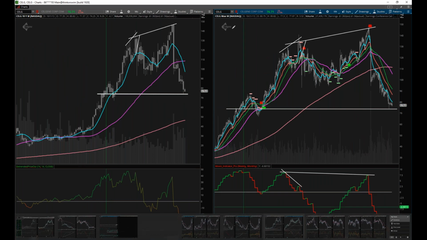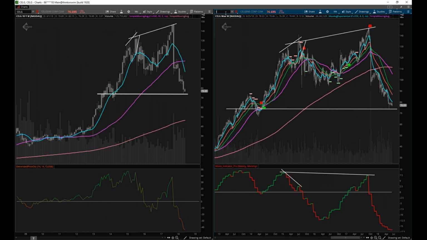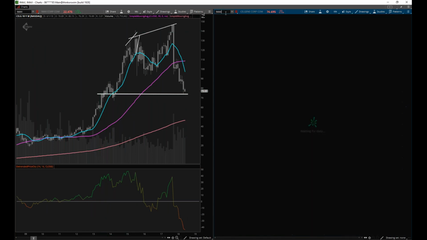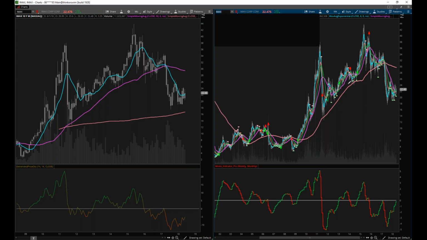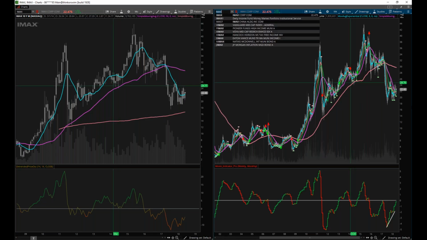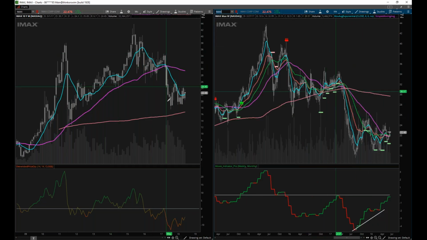Let me show you, say, IMAX. These are some of the ones that I'm trying to think of off the top of my head. So look at IMAX. You see how it dropped also? It had a huge drop like this. There is the possibility to find the bottom, but to find the bottom, it's going to be a choppy ride. Look at this. Came up here, came back down, came up, ran into the 50, came back down.